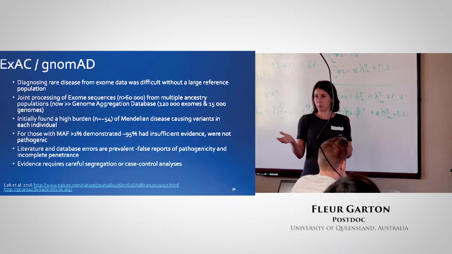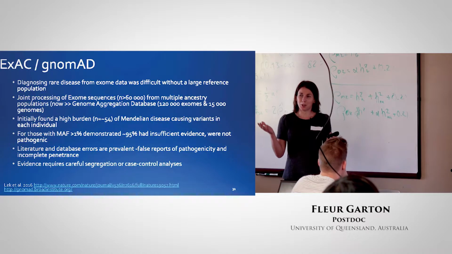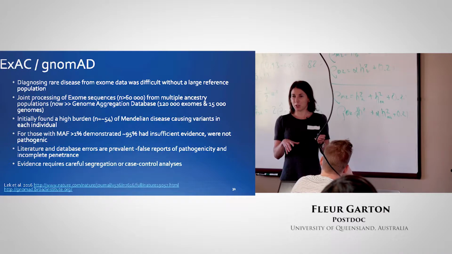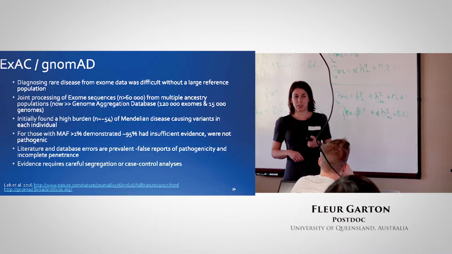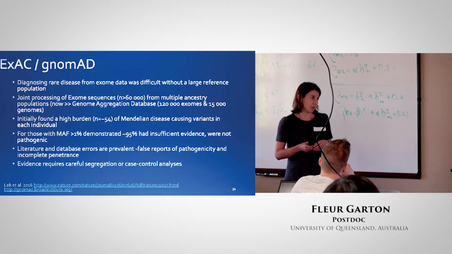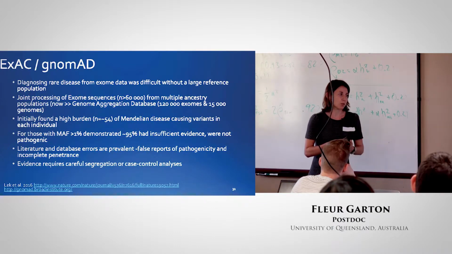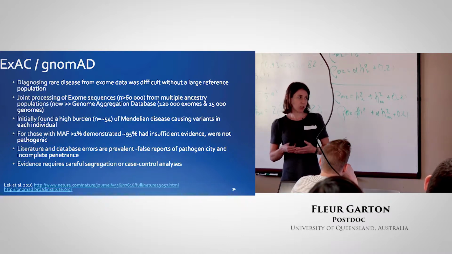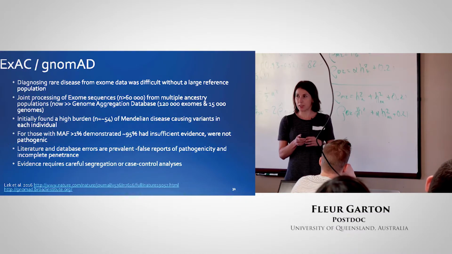So when we talk about incomplete penetrance, all we're saying is that we think this locus is associated with a disease, but in this particular person, it hasn't seemed to demonstrate that. So you really need good evidence, which requires careful segregation and case control analyses.